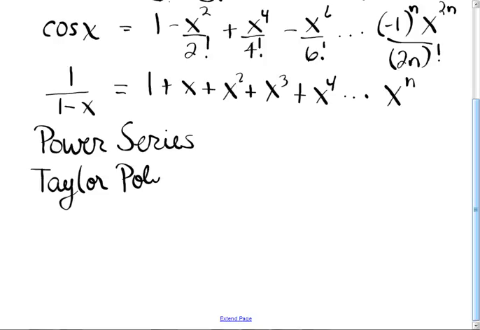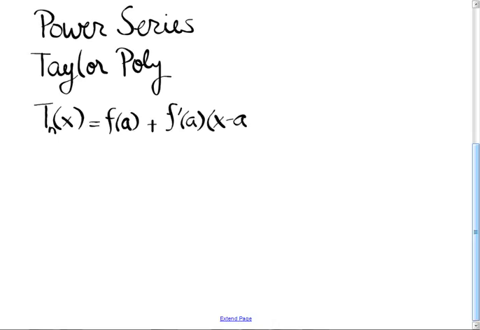Okay, Matt? What is a Taylor polynomial? What's the first term? And then we'll put the Maclaurin up there. And that's what the test is on. It's f of a plus f prime of a times x minus a. Now, do you see that that's just the linear approximation? That's the equation of the tangent line.